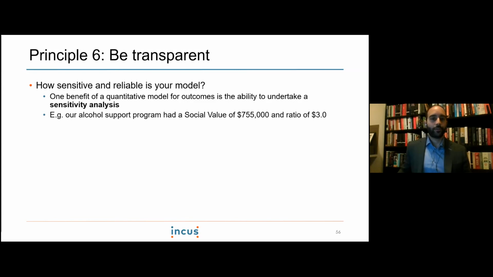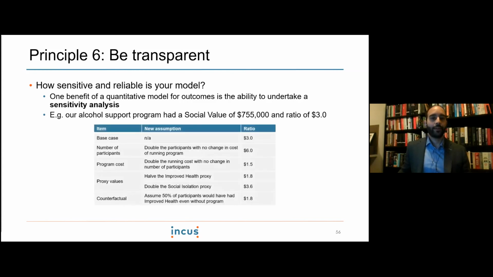So just to talk you through that, our alcohol support program, as I showed earlier, had a social value of $755,000 and a ratio of $3 for every dollar invested in running that program. Now, what if we tried a couple of different assumptions? What if we doubled the participants without changing the cost of running the program? Well, then the ratio would double because none of the costs have changed. Similarly, if we doubled the cost of running the program without changing the number of people, we would halve the ratio. If we changed the proxies, we would change it a little bit either way.